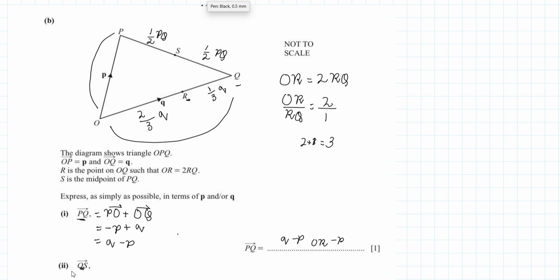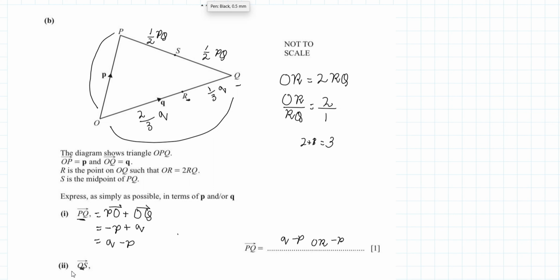sorry, not Q to S, from OS. Means you have to move from O to S. From O to S is basically you have to move from point O to P and then P to S. From O to P plus P to S. So this is the value.